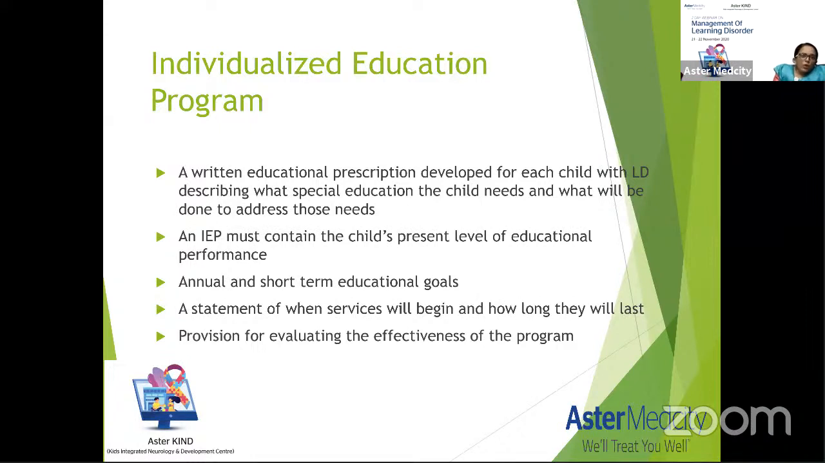So there are annual goals, short-term goals, and long-term goals, and it is clearly stated how long it will take. If for training phonemic awareness it takes 2 weeks, we write that. Okay, so it also contains that. Then there must be an effective evaluation. Evaluation is a must. Okay, so we also write what strategy we use to evaluate the child.